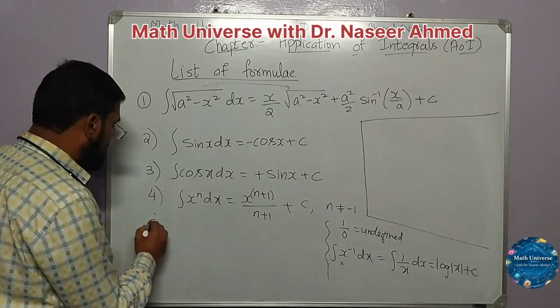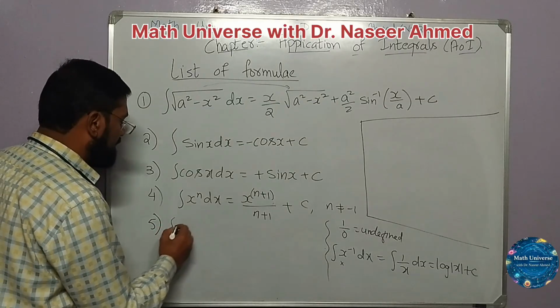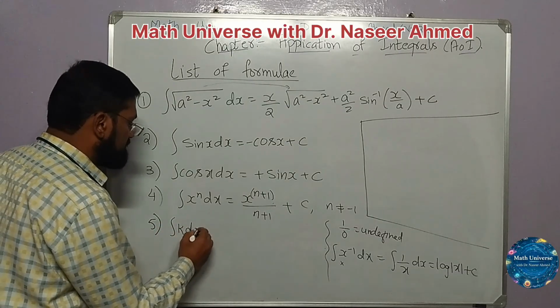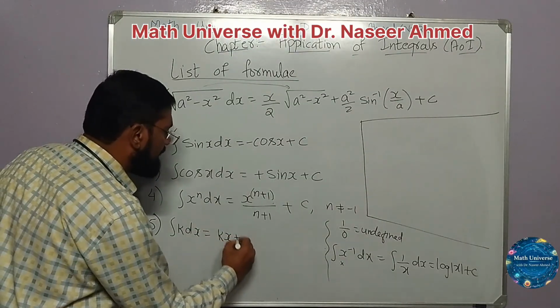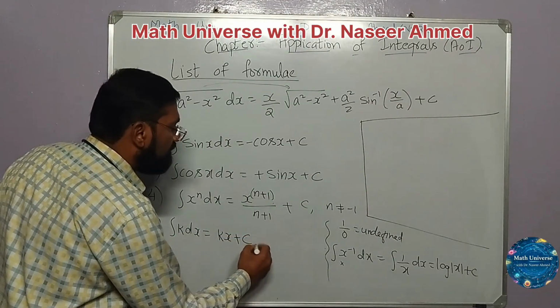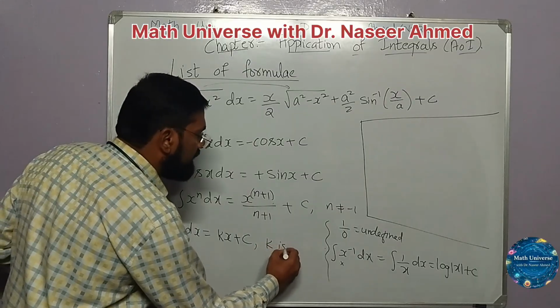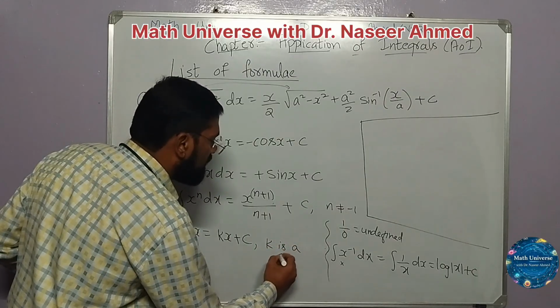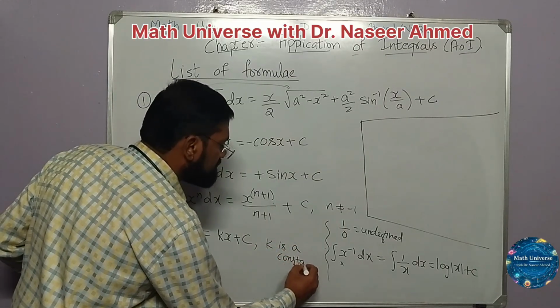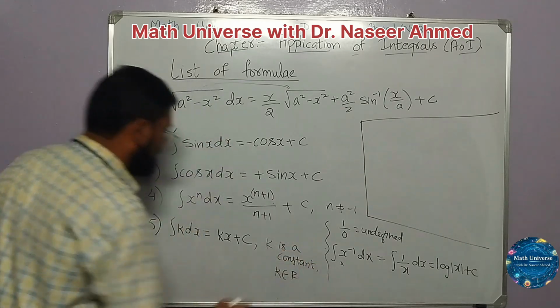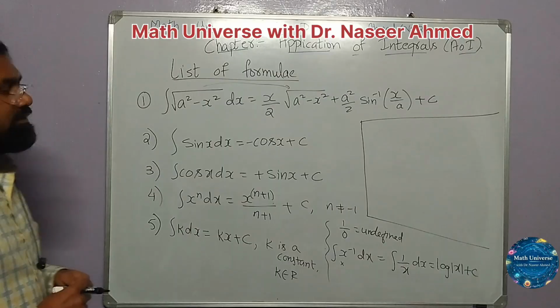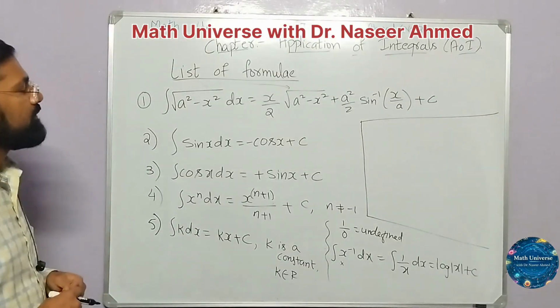One more formula is integration of a constant with respect to x will be k into x plus c, where k is a constant and it can be any real number. So these 5 formulas we are going to use from indefinite integral.